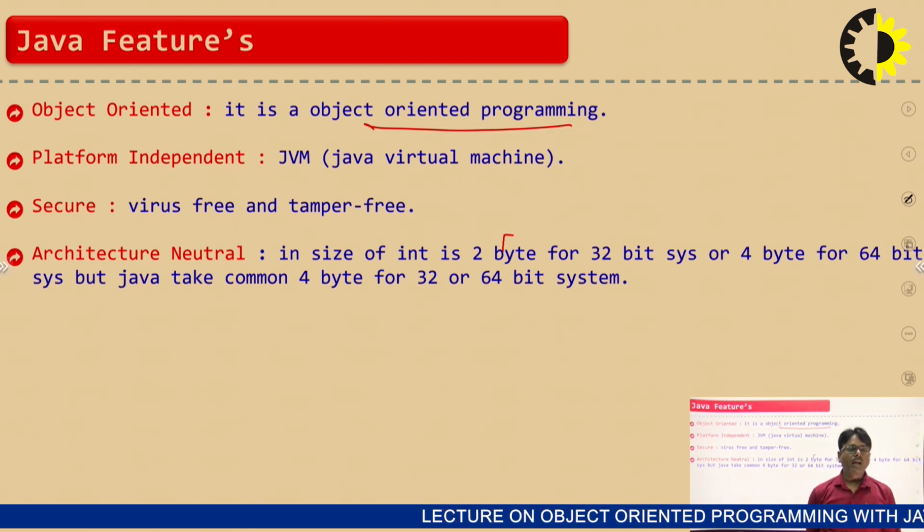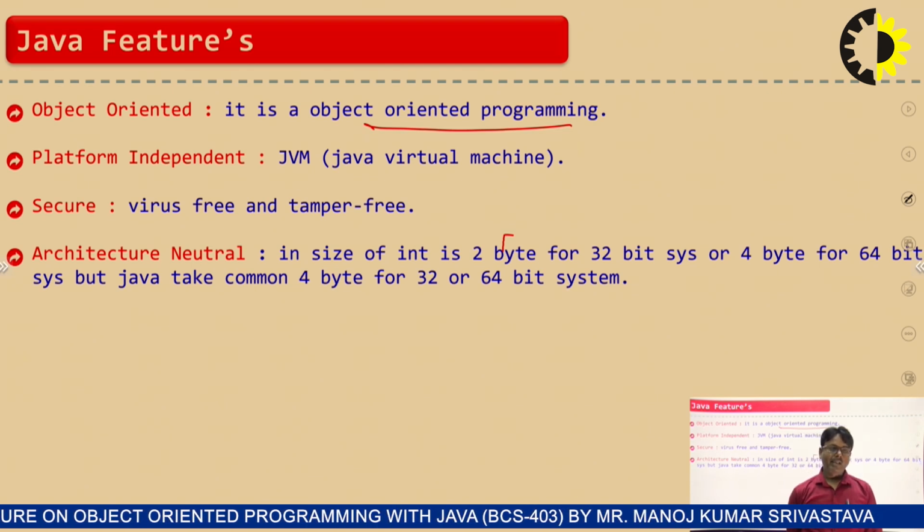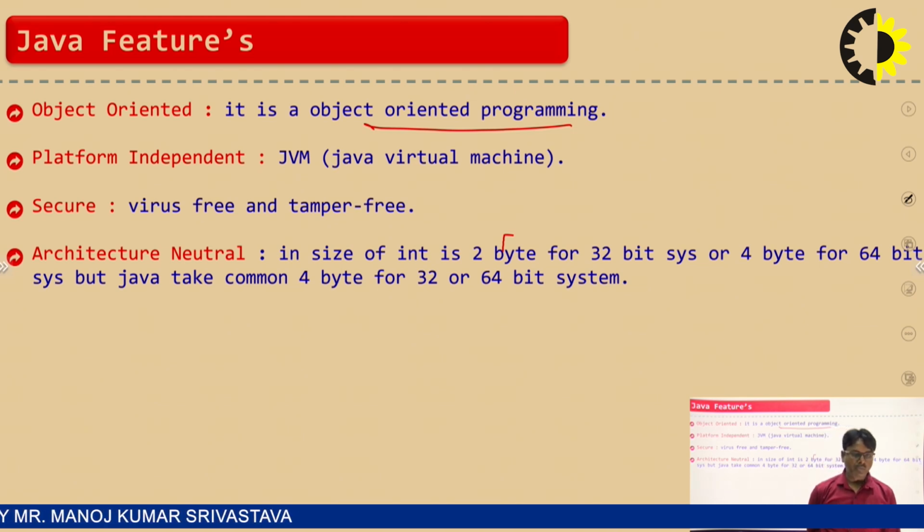And here, the size of int is 2 bytes on 16-bit systems, 4 bytes on 32-bit systems, or 4 bytes on 64-bit systems. Java takes a common 4 bytes for 32 or 64-bit. That's why it is also treated as architectural neutral, because it takes a common 4 bytes for 32 or 64-bit systems.